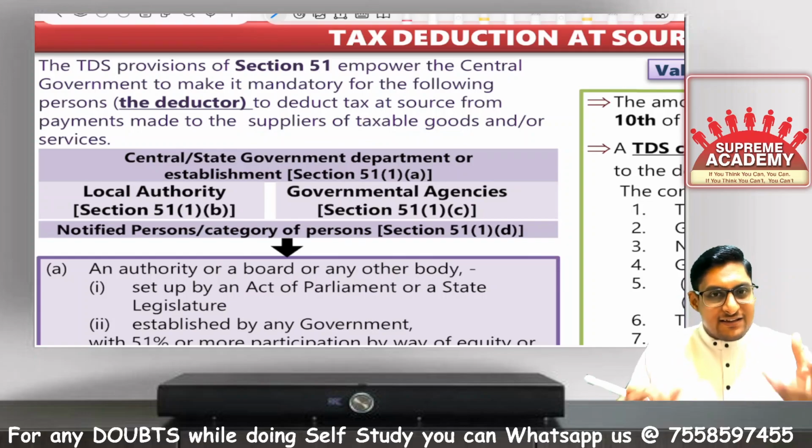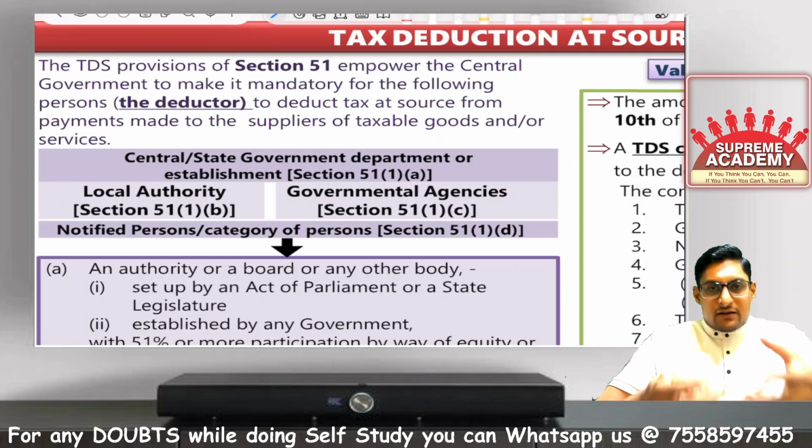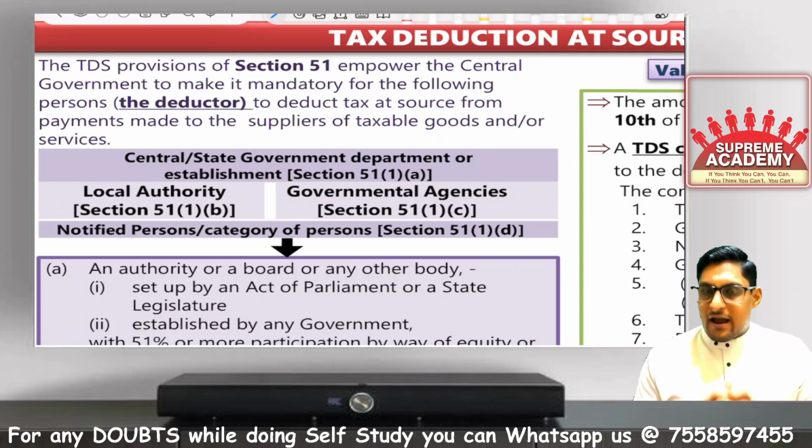Here the deductor is the recipient. The deductor, being the recipient of goods, has to deduct tax at source from the payment they are going to make to the supplier of the goods or services. So let's see who are those deductors which are compulsorily forced by the central government to deduct tax at source.